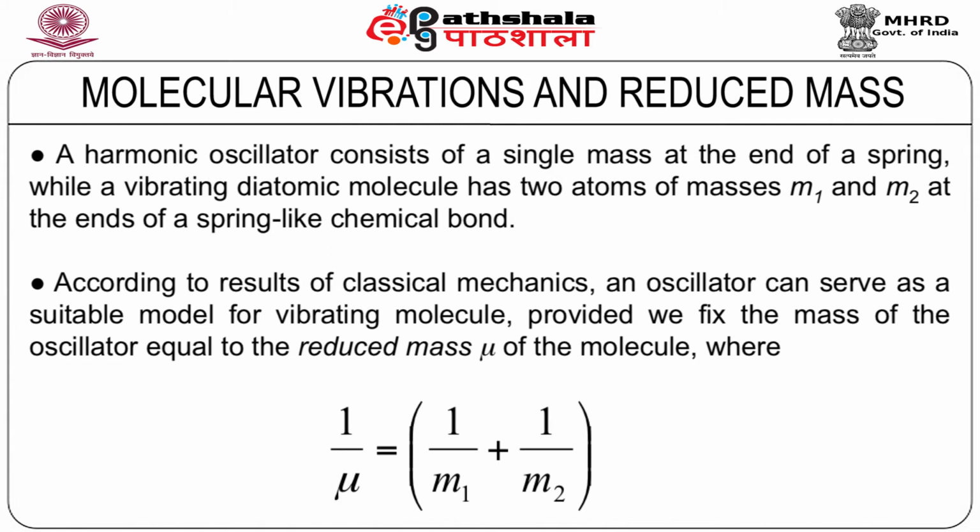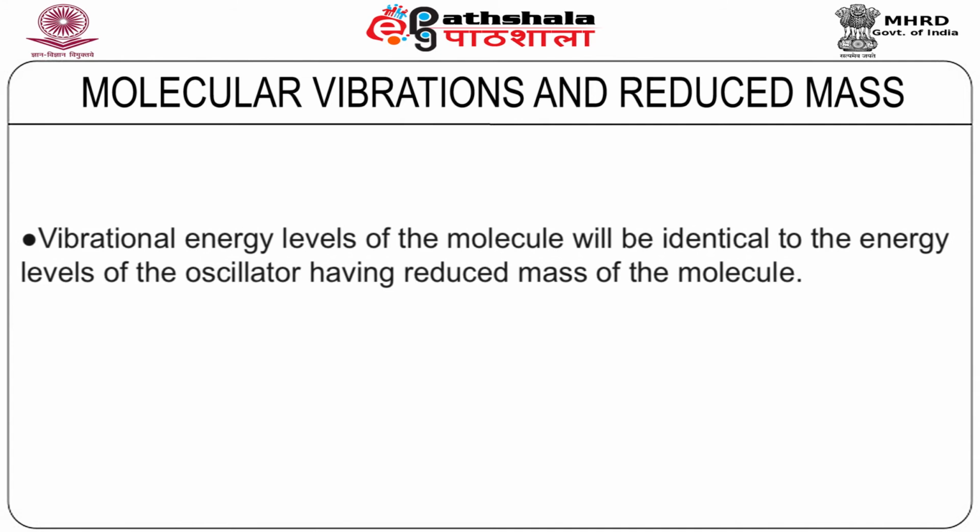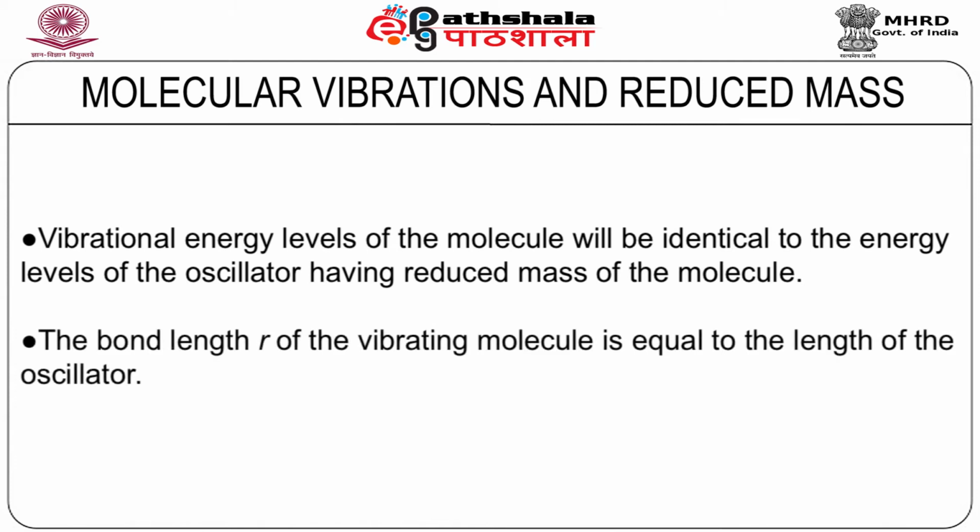Supposing it is a hydrogen molecule, then m1 and m2 are the same, equal to the mass of the hydrogen atom. This is how the reduced mass of a molecule is defined. And if you replace the mass of the single oscillator by the reduced mass of the molecule, then the energy levels which you get are nothing but those of a diatomic molecule. So this is a very important thing to note. The vibrational energy levels of the molecule will be identical to the energy levels of the oscillator having the reduced mass of the molecule. The bond length R of the vibrating molecule is equal to the length of the oscillator. So these are some of the things to note.